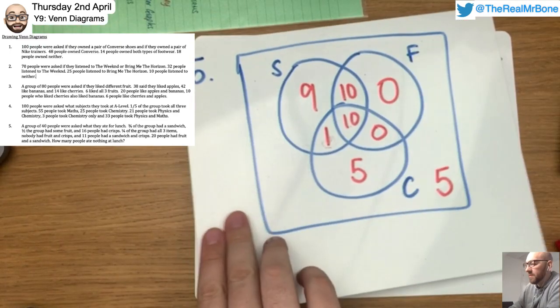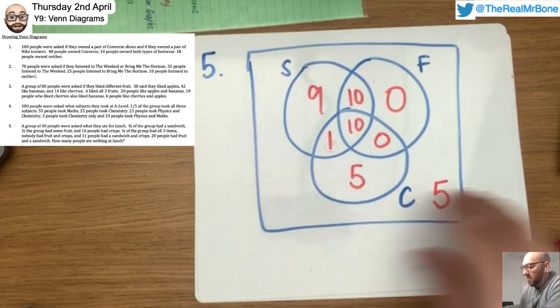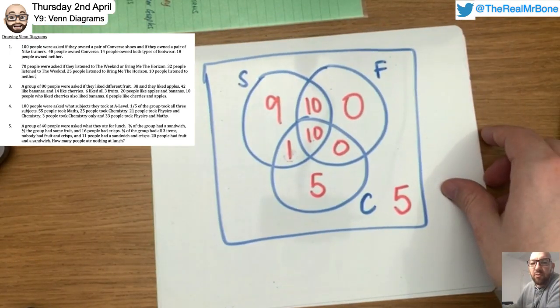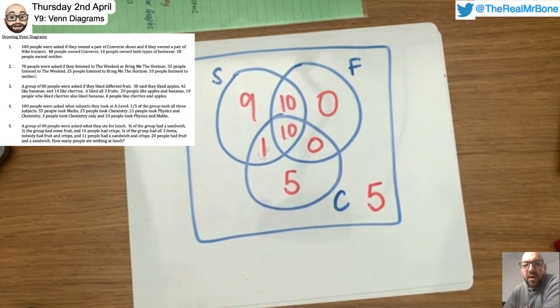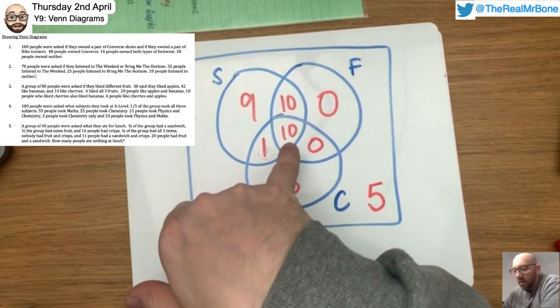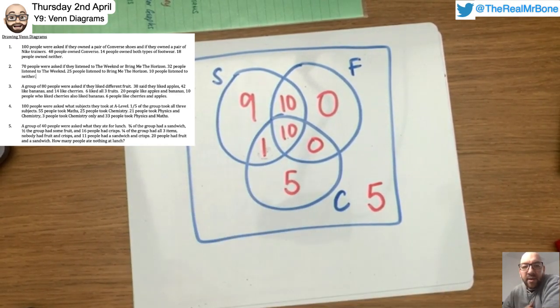And then the last question, question 5, was this one here. This was asking about sandwiches, fruit and crisps. Okay, it said a quarter of them had them all. It then said, what else? No, just fruit and crisps. 20 people, or half of the people, had some fruit. So you should be able to work out the rest of those numbers from there.